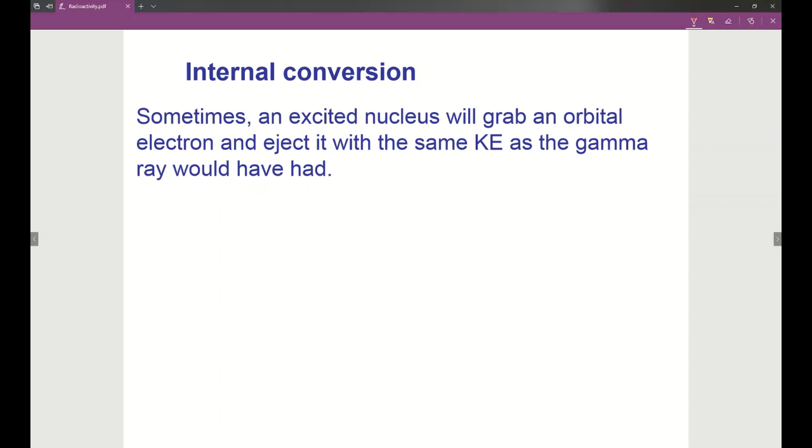And of course, I'm going to briefly mention this thing called internal conversion, sometimes similar to what happens in electron capture. An excited nucleus will grab an orbital electron and eject it with the same kinetic energy as the gamma ray would have had. This is also known as internal conversion. In this case, this isn't the same thing as electron capture because this doesn't emit a neutrino.